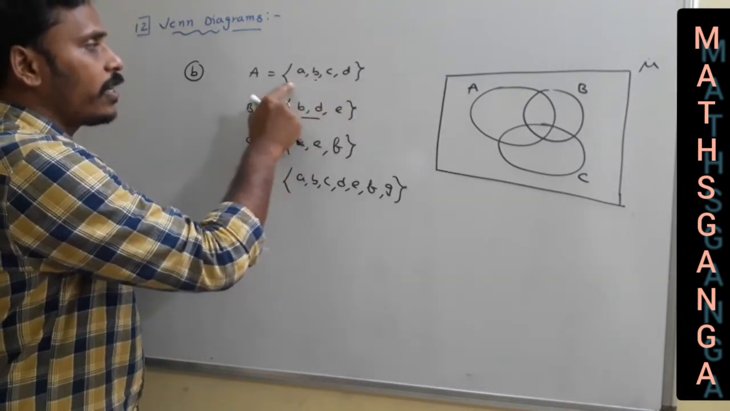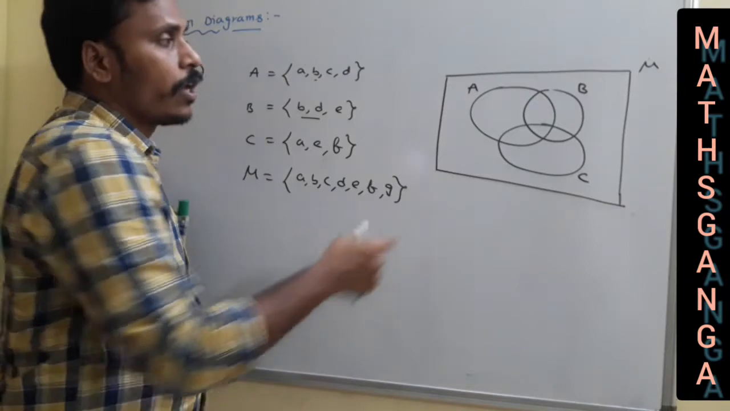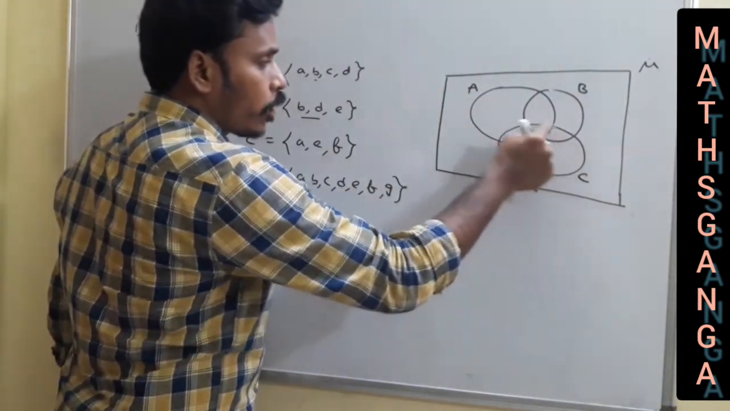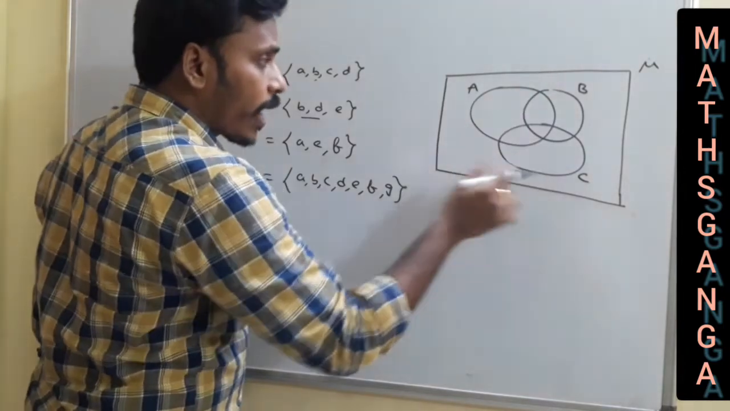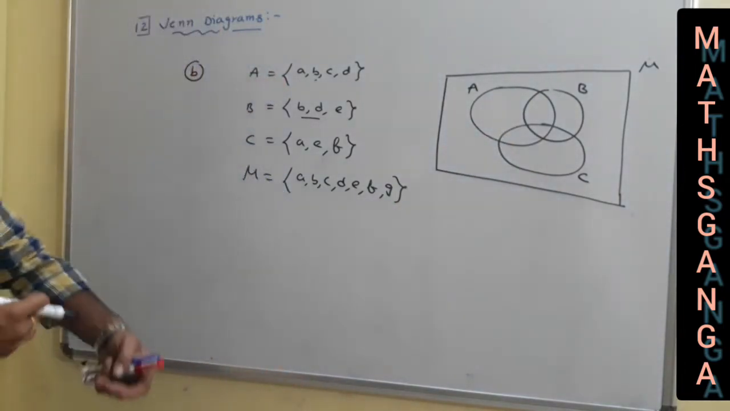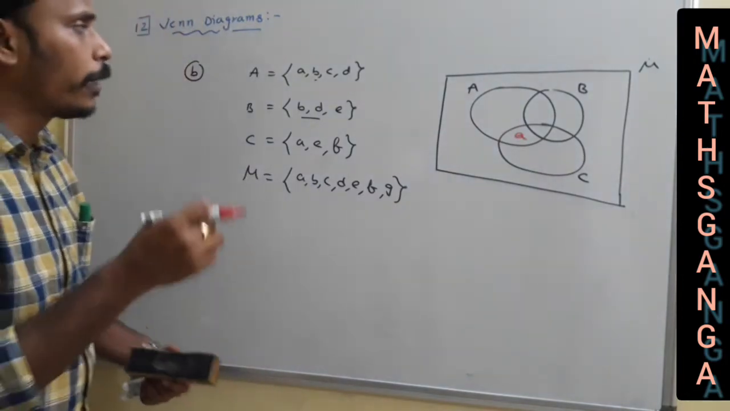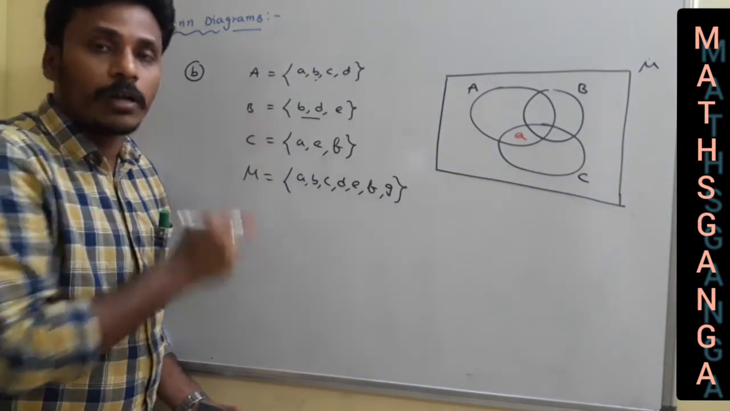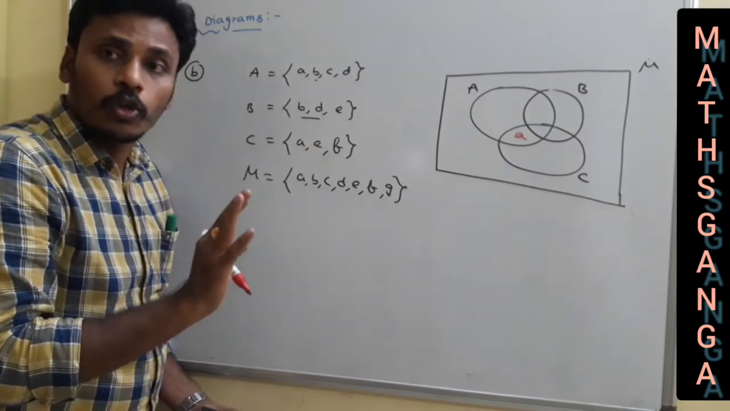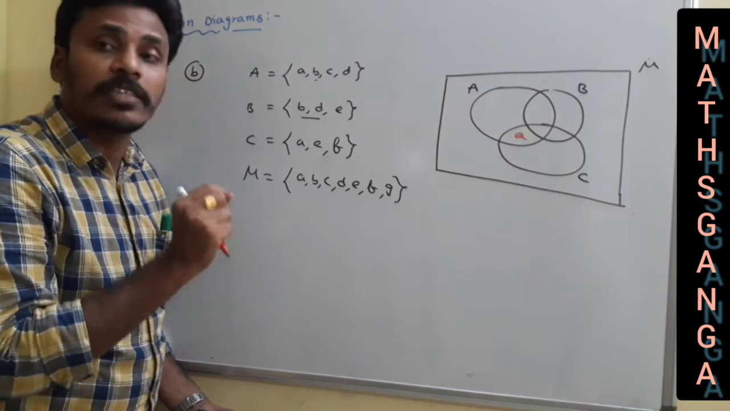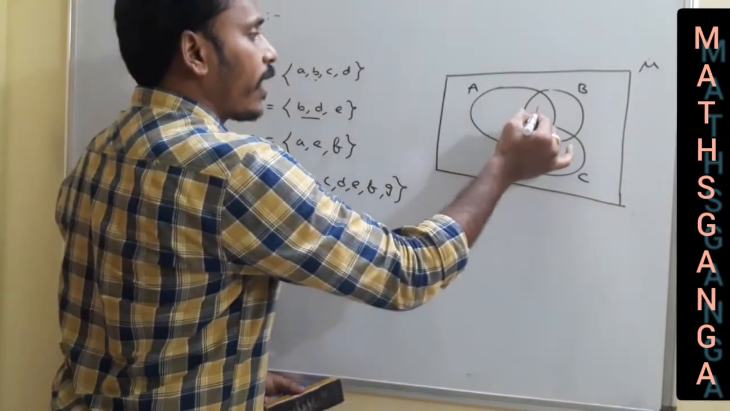Now think about the common elements. Element A is there in set A, not in set B, and it is there in set C. So element A is in set A and set C. Set A is this particular circle, set C is this particular circle, so we need to include element A in the region common to both A and C. In that region, I write A. Then coming to element B: B is in set A, B is in set B, but B is not in set C. So don't write B in set C. You need to mention element B in the region common to both A and B, so here I write element B.